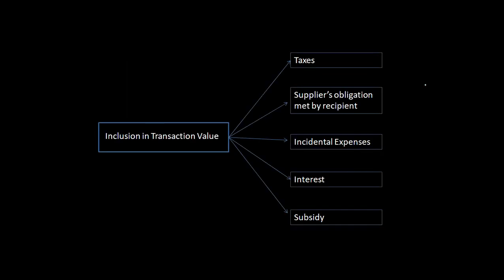So, let us ask this question. Among which of this have we dealt with in the first case study? I would say we have dealt with the second one, this one. Supplier's obligation made by recipient, because X was supposed to pay, but then the recipient, who was A Limited, paid it. Okay, so we have discussed this portion. Second one is complete. Let us move to the next case study.